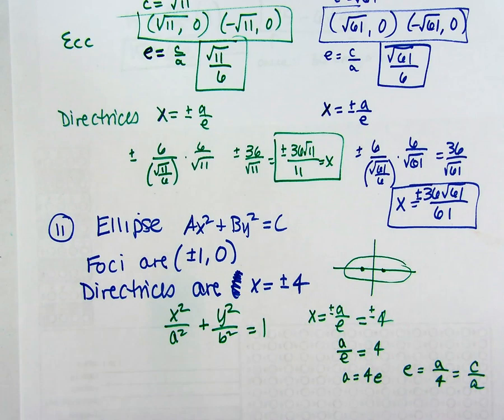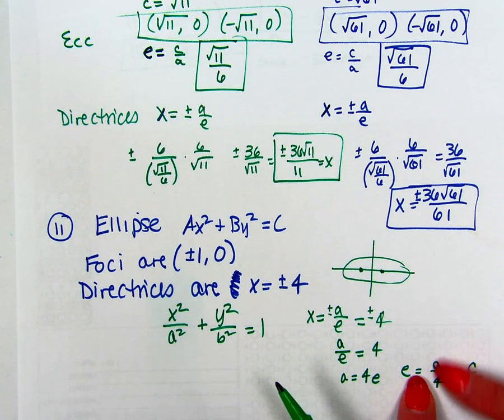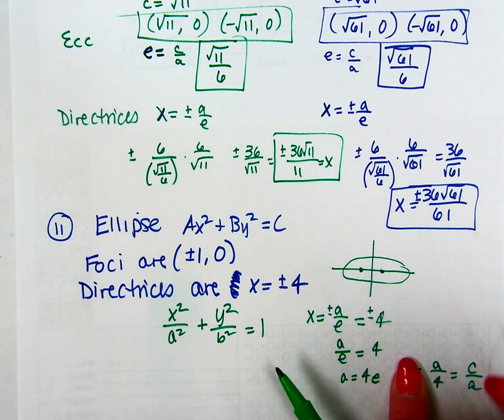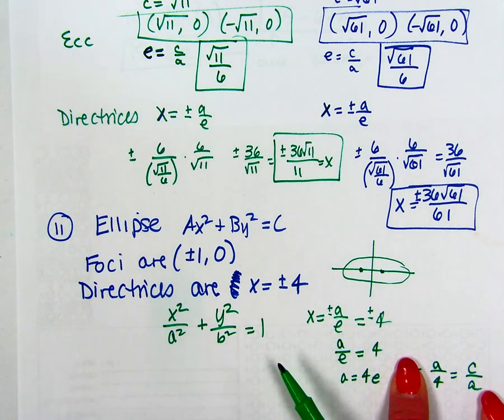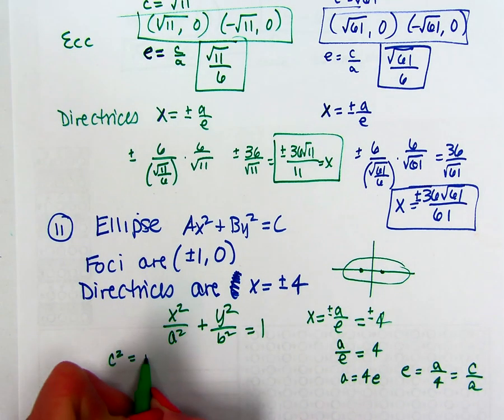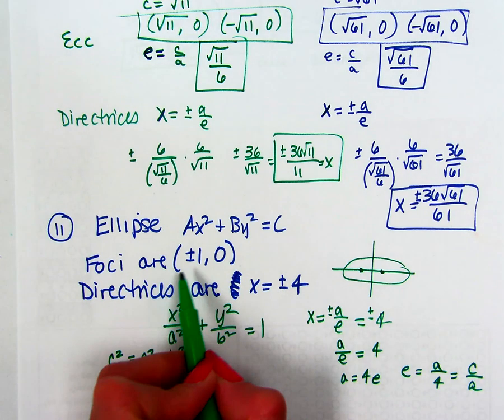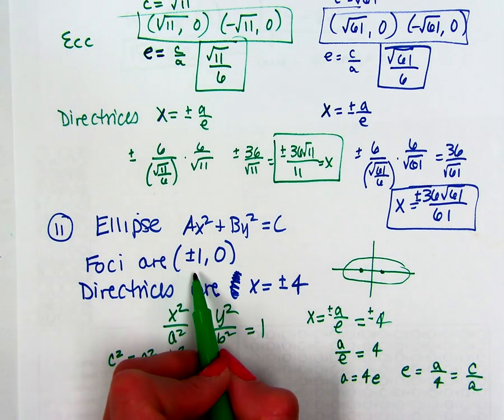Okay? But now I got too many variables here. Right? So I know the ratio of the eccentricity is a over 4, which should be my generic equation, c over a. So we're going to solve this, but I have a's and c's. So how can you find c? Well, for an ellipse, I'm always going to use c squared equals a squared minus b squared. So do I know anything? This gives me one of those letters. Remember, foci tells me c.